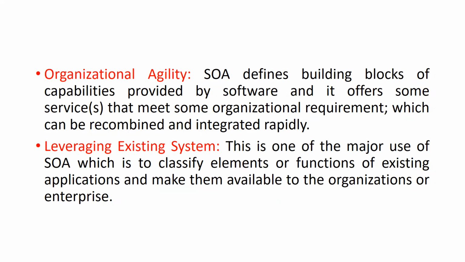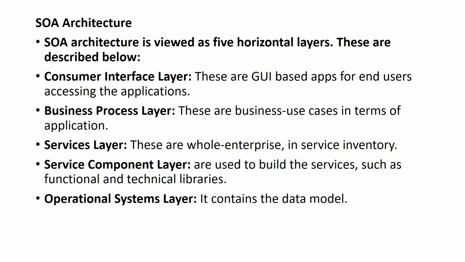The next one is organization's agility. Here SOA meets organizational requirements which can be recombined and integrated rapidly. The next one is leveraging existing systems. This is one of the major uses of SOA, and it classifies elements or functions of existing applications and makes them available to the organization or enterprise. Other than these benefits, we have some more benefits like service reusability, easy maintenance, platform independence, availability, reliability, and scalability.